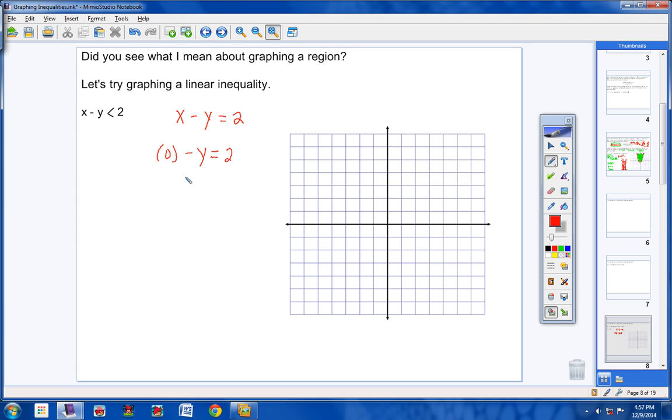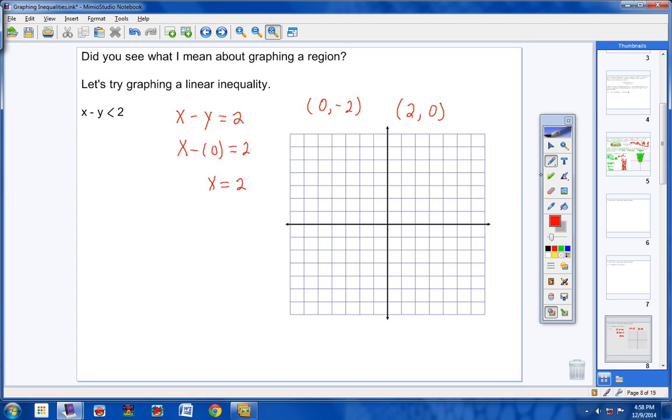So in other words, I put 0 in for x, and I get out a y value. 0 minus y is negative y. So if negative y equals 2, y equals negative 2. Okay, so I put 0 in for x, so I have the ordered pair 0, negative 2. Now I'm going to put 0 in for y. x minus 0 is x. x equals 2. So the ordered pair would be you put a 0 in for y and got out x for 2. So 2, comma, 0.